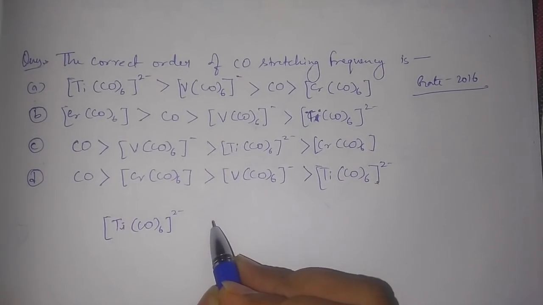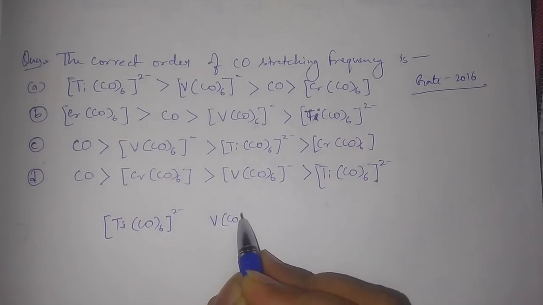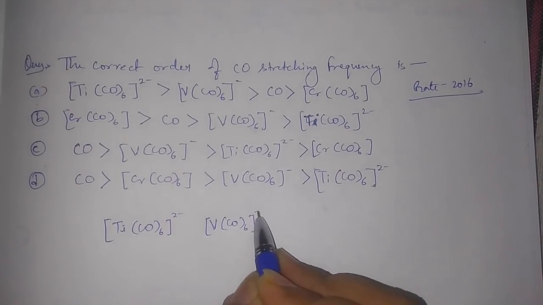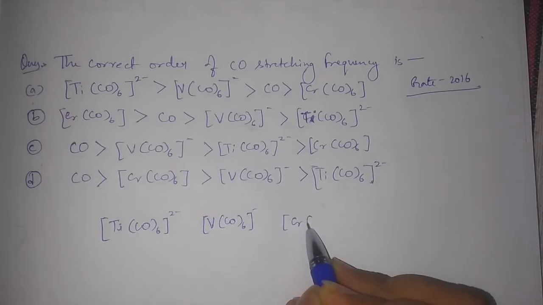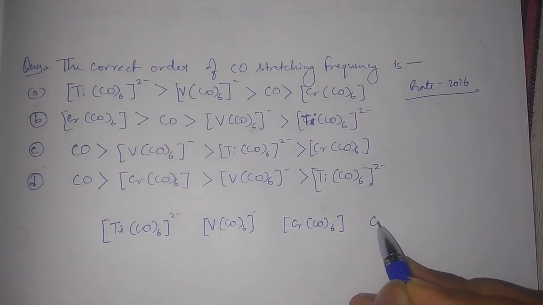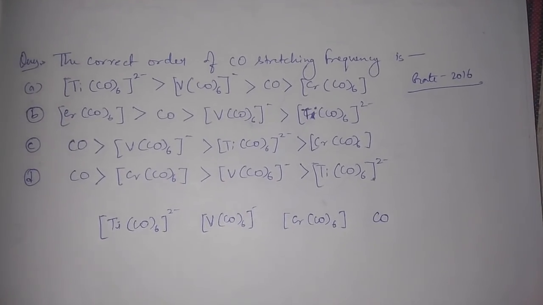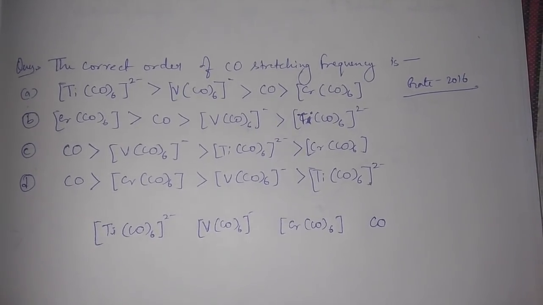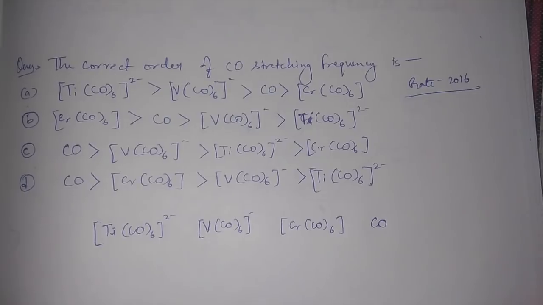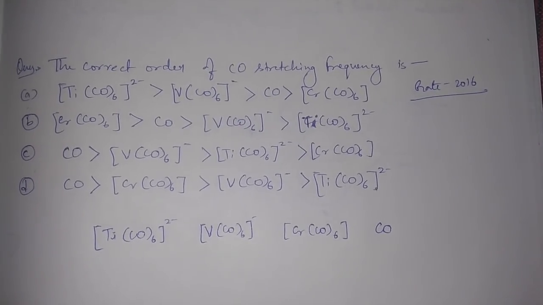Then you have vanadium CO6 minus. Then you have chromium CO6, and then you have free carbon monoxide. Now see how you have to understand and do these things. First of all, just find out the order of back donation.